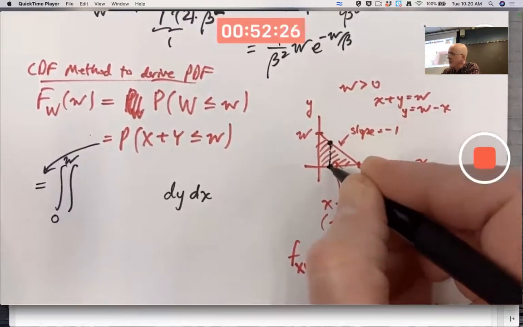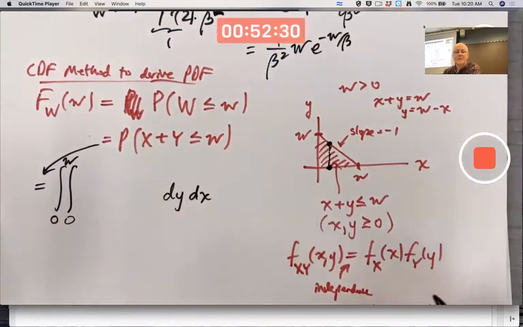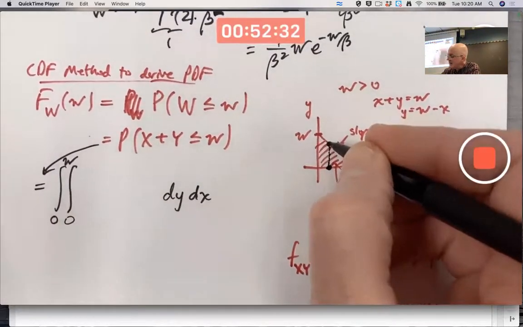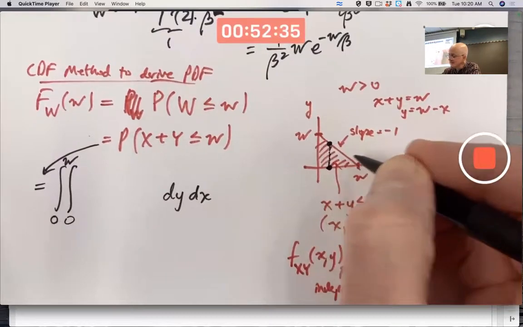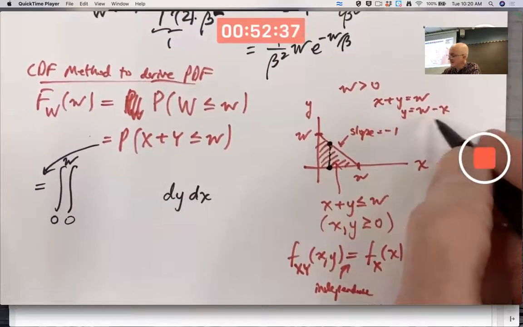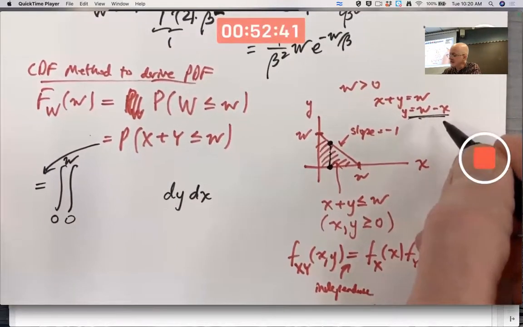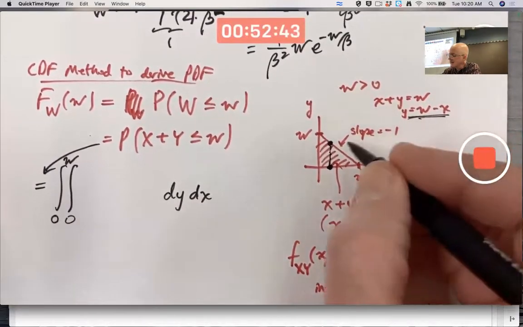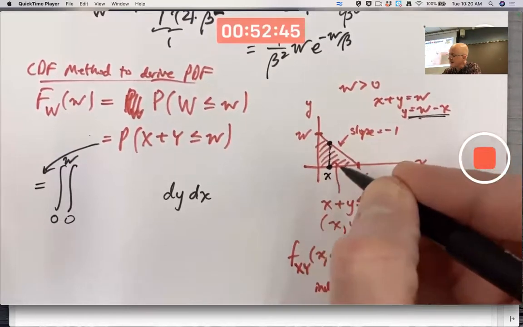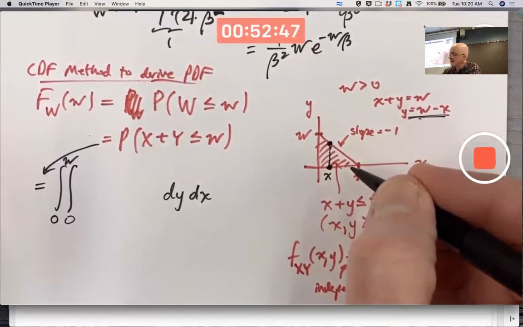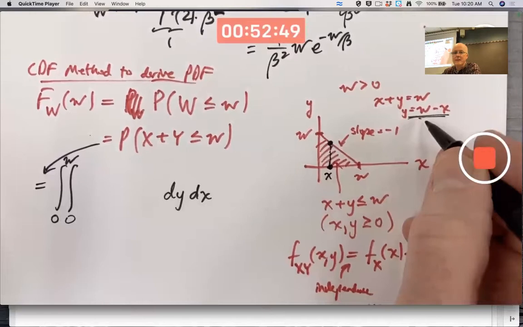The second coordinate of the first point is easy, it's just 0. The second coordinate of this point depends on X. How? It's W minus X. That's the second coordinate of this point for a given value of X, because it's on the graph of Y equals W minus X.